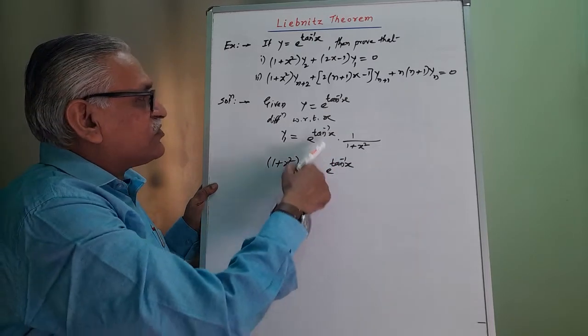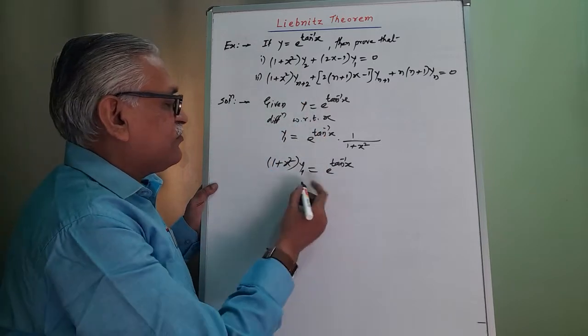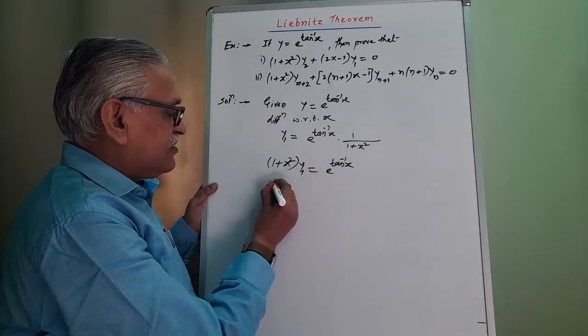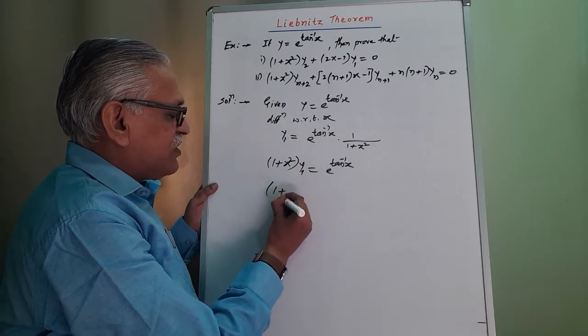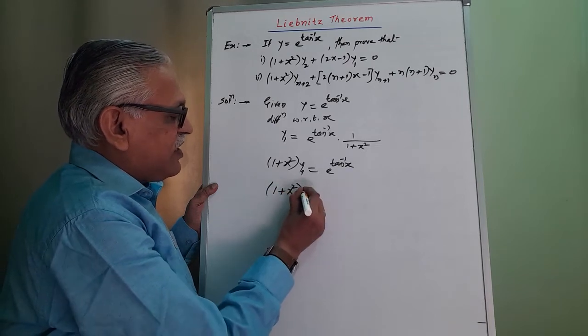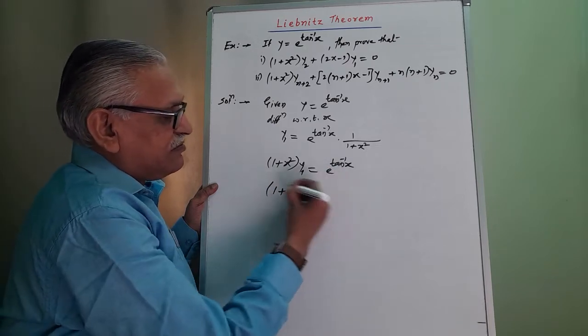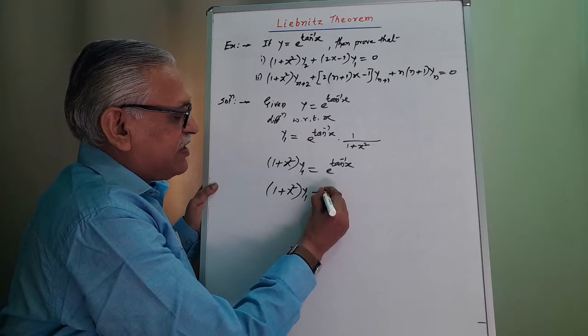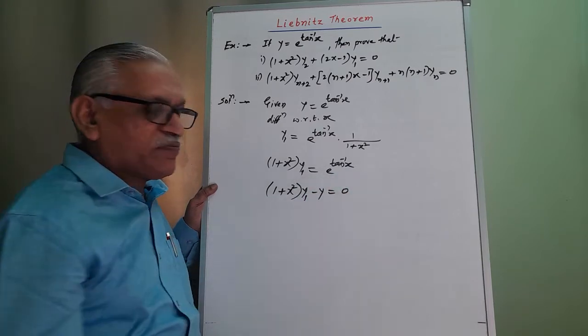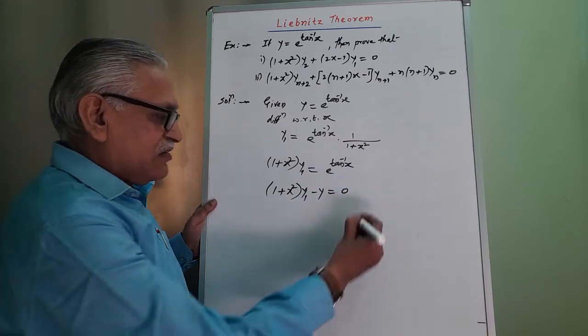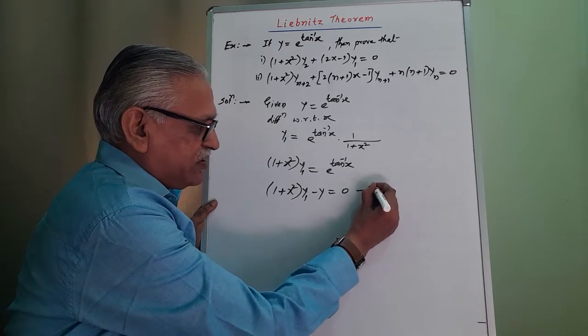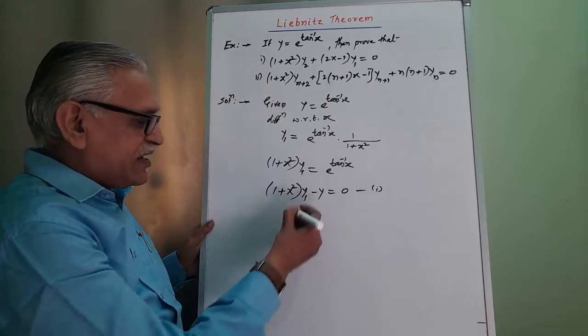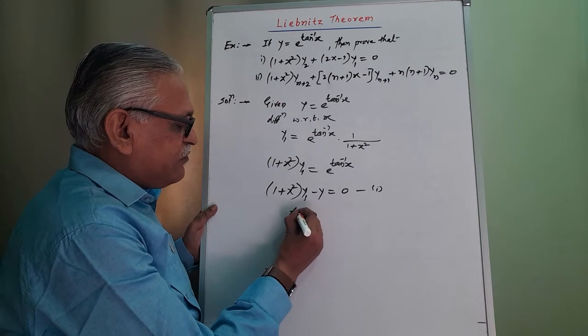But e raised to tan inverse of x is nothing but y. Therefore, once again rewriting this term, we get (1 plus x square) into y1, and transferring this, we get minus y is equals to 0. Equation number 1 we call it. And then differentiating it again with respect to x.